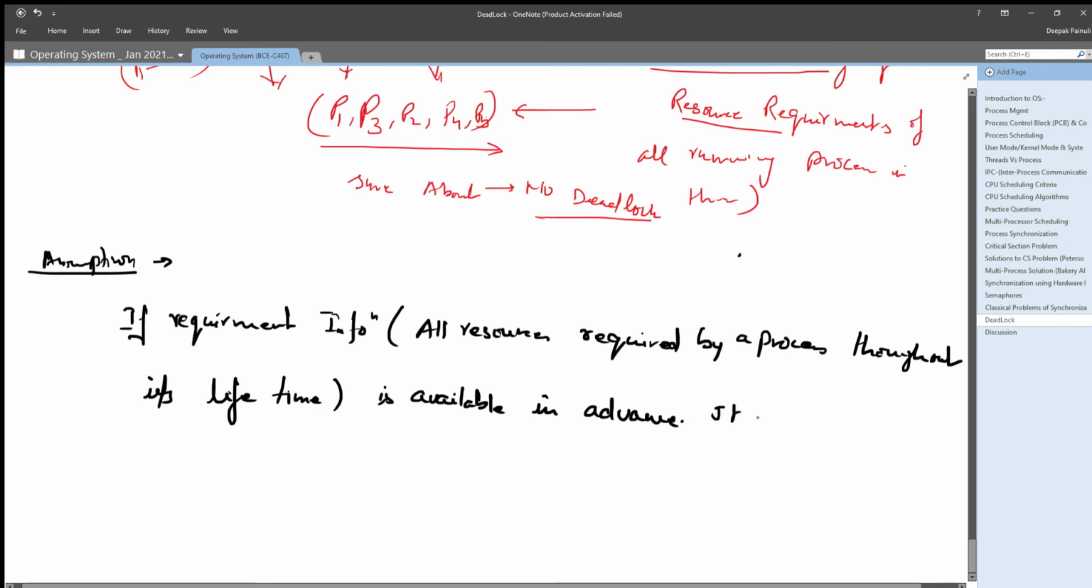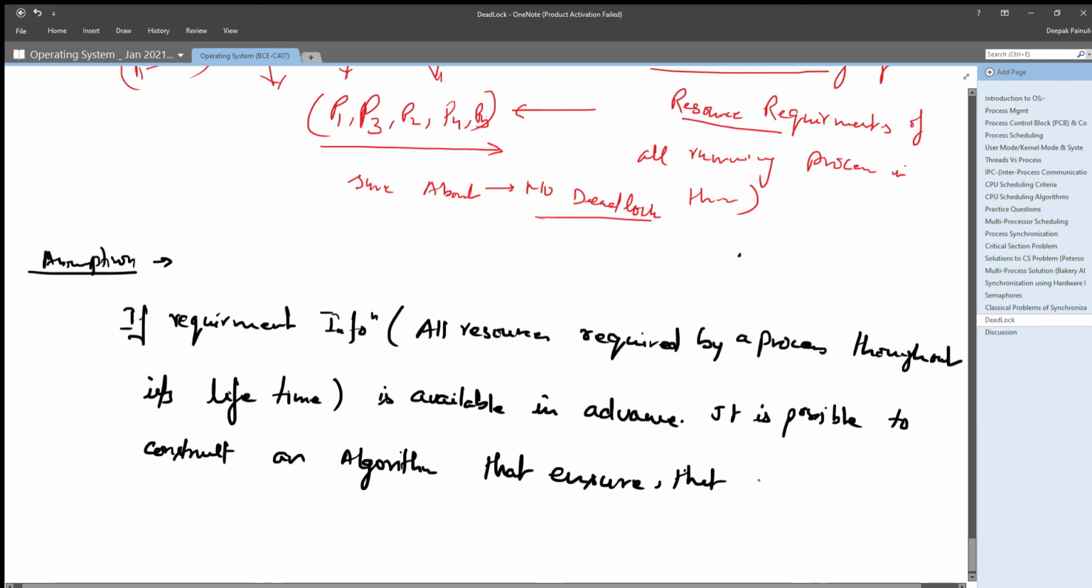Then it is possible to construct an algorithm that ensures that the system will never lead to deadlock, right? This is the same thing we have discussed above.